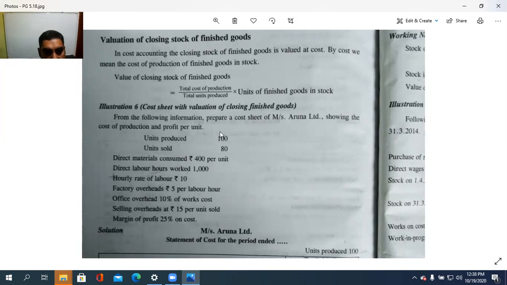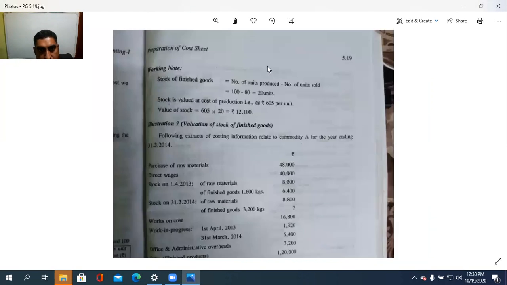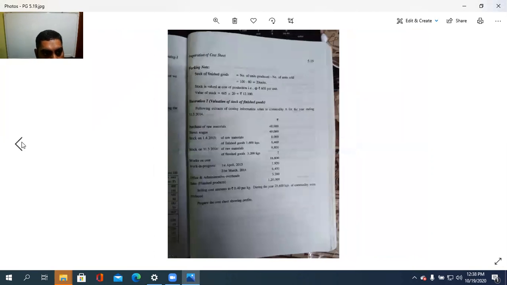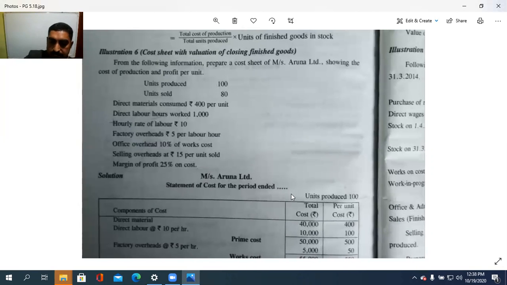So how are we calculating the cost sheet? Stock of finished goods is equal to number of units produced minus number of units sold. 100 units are produced and 80 are sold. So there is a balance of 20, isn't it? So stock is valued at the cost of production. That is, we need to calculate that first, up to the cost of production. Clear?